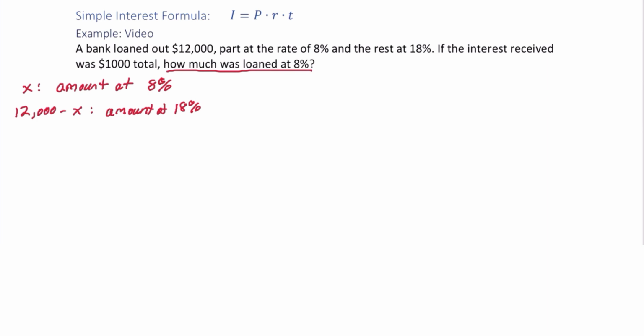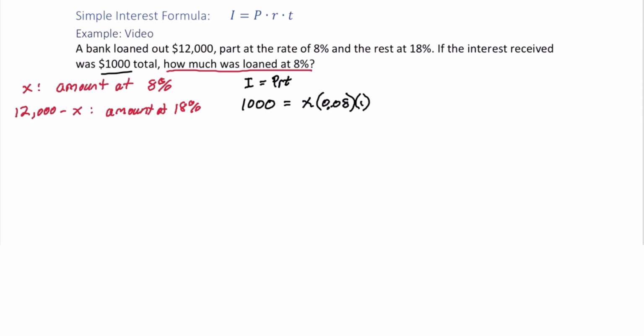Now to set up the equation, we will use I equals PRT. The interest, we're told, is $1,000. And then the PRT, this part we actually have two of them because we have two amounts. We have the amount at 8% and then the amount at 18%. So first, the principal at 8% is X. The rate is 8%, so 0.08. And then the time we are assuming is 1 year. We're not explicitly told that, but it's 1 year.